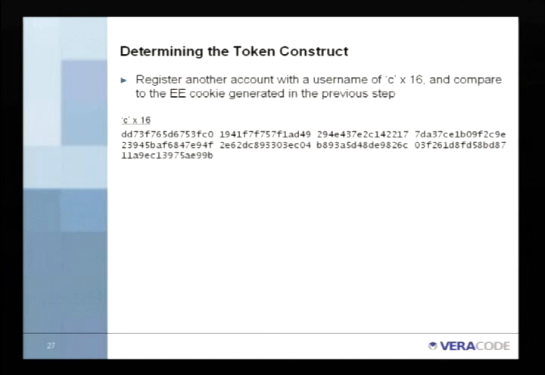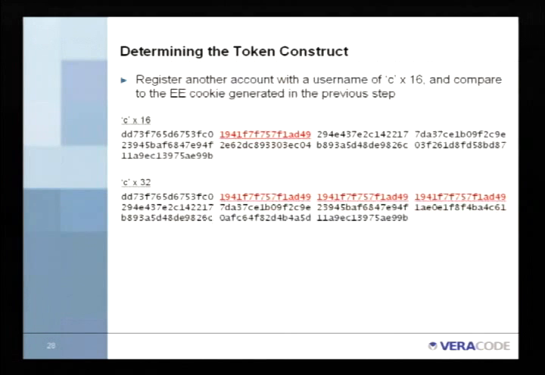So we'll register another account with a shorter username, but still repetitions and still C's, so C times 16 in this case. And we look at the token that we get back, and we get back 9 blocks this time. Which is good, because we decreased the username by 16 bytes, and that resulted in a 16-byte shorter token. And you can see that in comparing that to the C times 32 example, you still have that same block appearing in the token. So it's a pretty good guess that that thing that starts in 1941 is the encrypted form of 8 Cs.